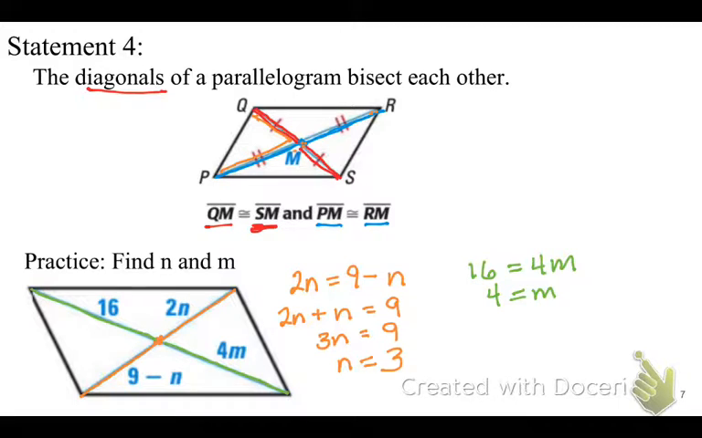Okay, pretty easy. So just remember that the green line here and the orange line here, all we know is that they bisect each other. We're not making any relationship between this line and this line. The relationship only is between this half of the diagonal and the other half of the diagonal. Okay, so let's work some problems.